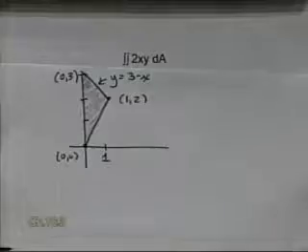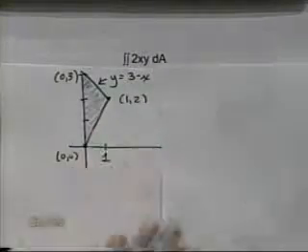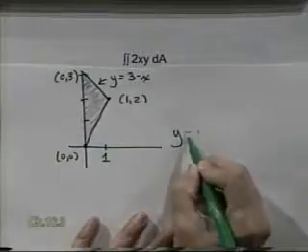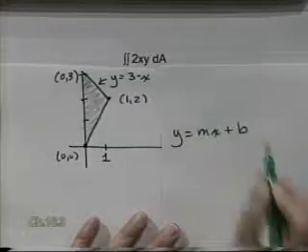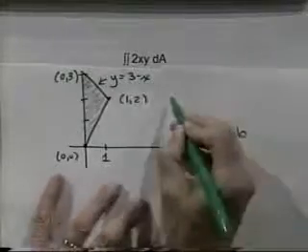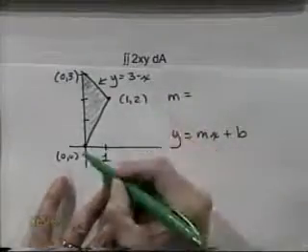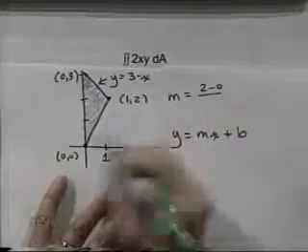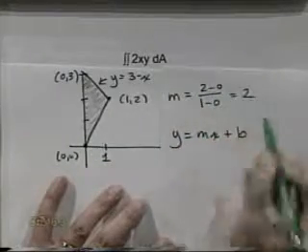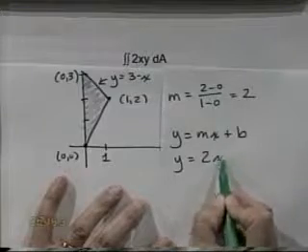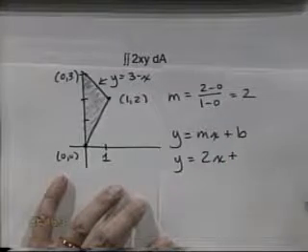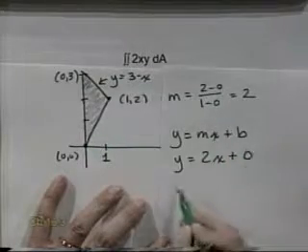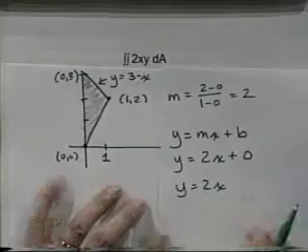Now I have to get the equation of this line. Again, I want to use y equals mx plus b. I have to get the slope. Slope is change in y over change in x, so it's 2 minus 0 over 1 minus 0. That's 2. So it's going to be y equals 2x. But what's its y-intercept? 0. So its equation is y equals 2x.